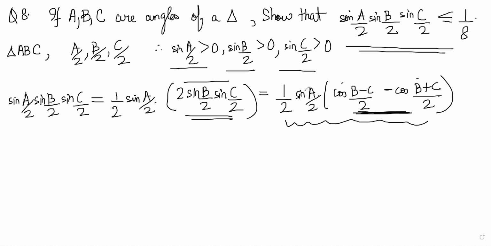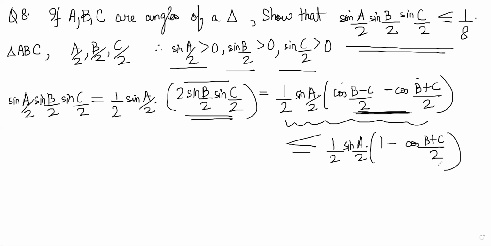Now we are saying that this stuff will be less than or equal to half of sine A by 2 and instead of this, I can write 1 minus cos of (B plus C) by 2, right? Why? Because obviously cos of (B minus C) by 2 is less than or equal to 1. So I can replace it with an inequality now. So we get this, and cos of (B plus C) by 2 is basically sine of A by 2, because (B plus C) by 2 is 90 minus A by 2. So cos of 90 minus A by 2 becomes sine of A by 2. And we have this, right?